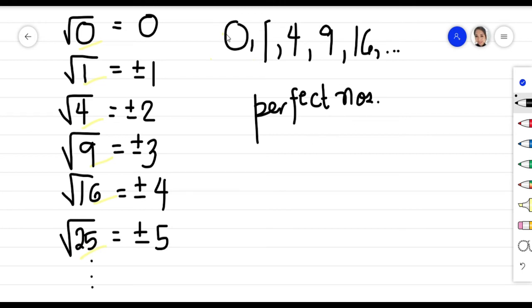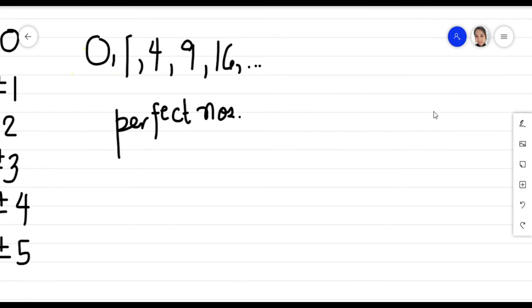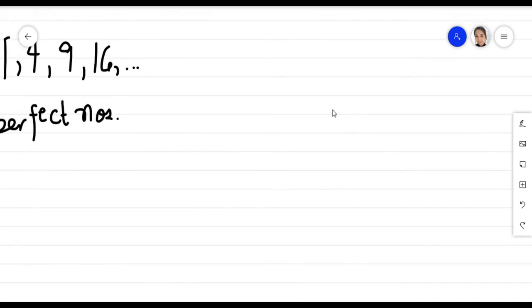Okay, since we know that 0 times 0 is 0, 1 times 1 is 1, 2 times 2 is 4, 3 times 3 is 9, 4 times 4 is 16, meaning these are the product of multiplying two of the same numbers. So that's why we call the result or the product the perfect numbers. However, how do we find the square root of non-perfect numbers?